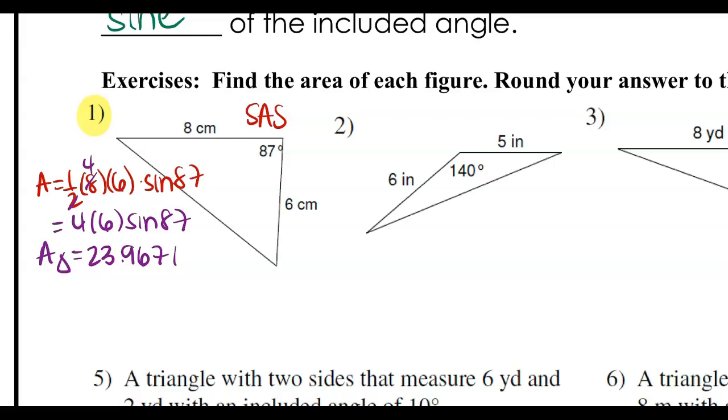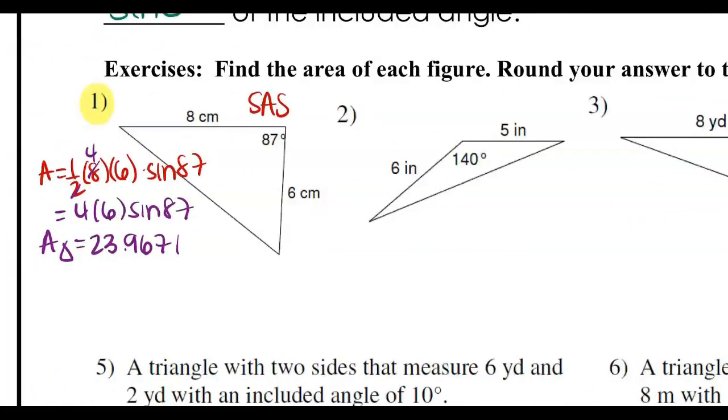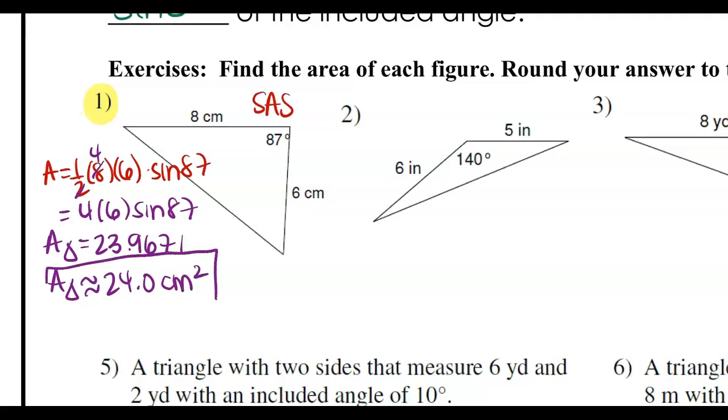So over here, if you think back to the directions, it told you to round to the nearest tenths place. So I'm going to round it to the nearest tenths place by making this the area of my triangle is approximately 24.0 centimeters squared. Don't forget your units, guys. This would be your answer. Go ahead and pause the video now and try to do example 4 and 7.